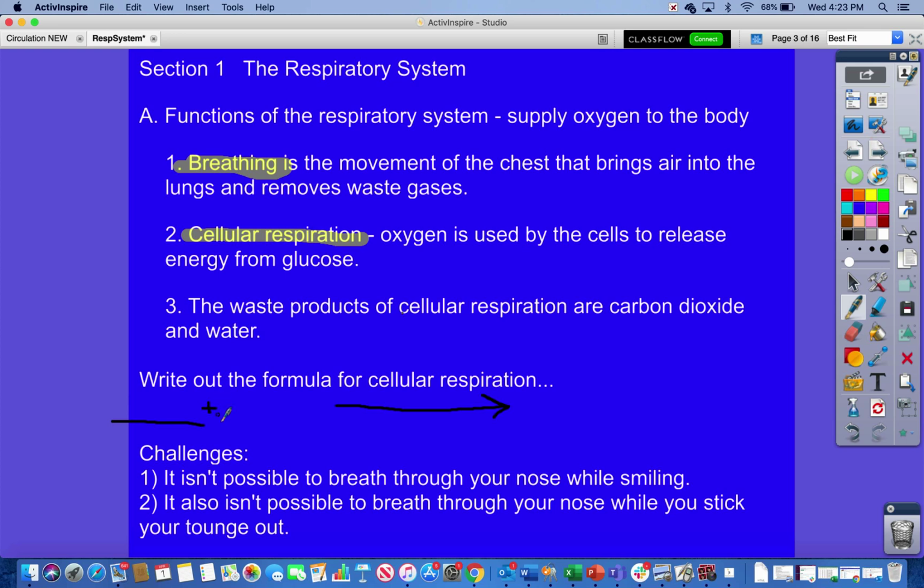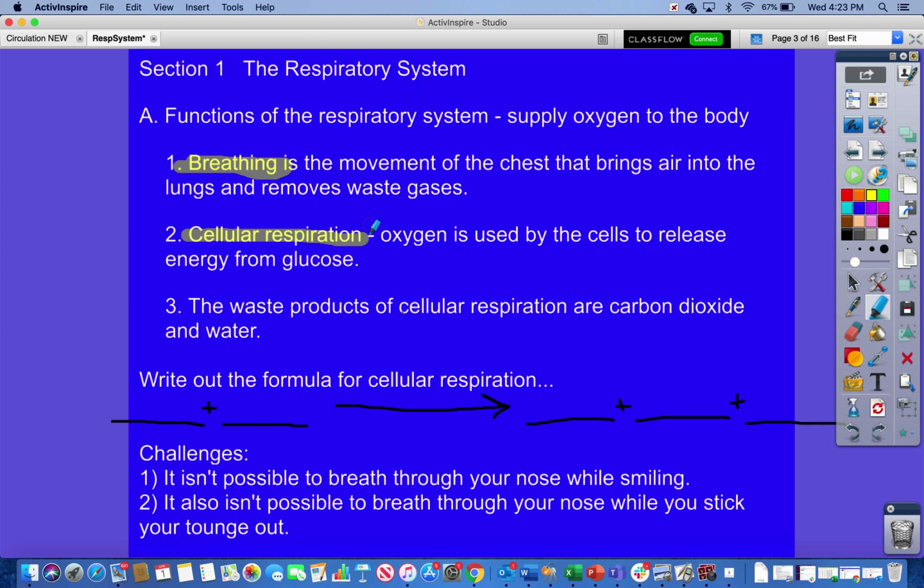So I'm going to have you pause it, and you can try to think about what the equation is for cellular respiration. I'm going to keep going now. Pause it and see if you can come up with what these are. As I keep going, hopefully you paused and came up with the correct answer for cellular respiration.